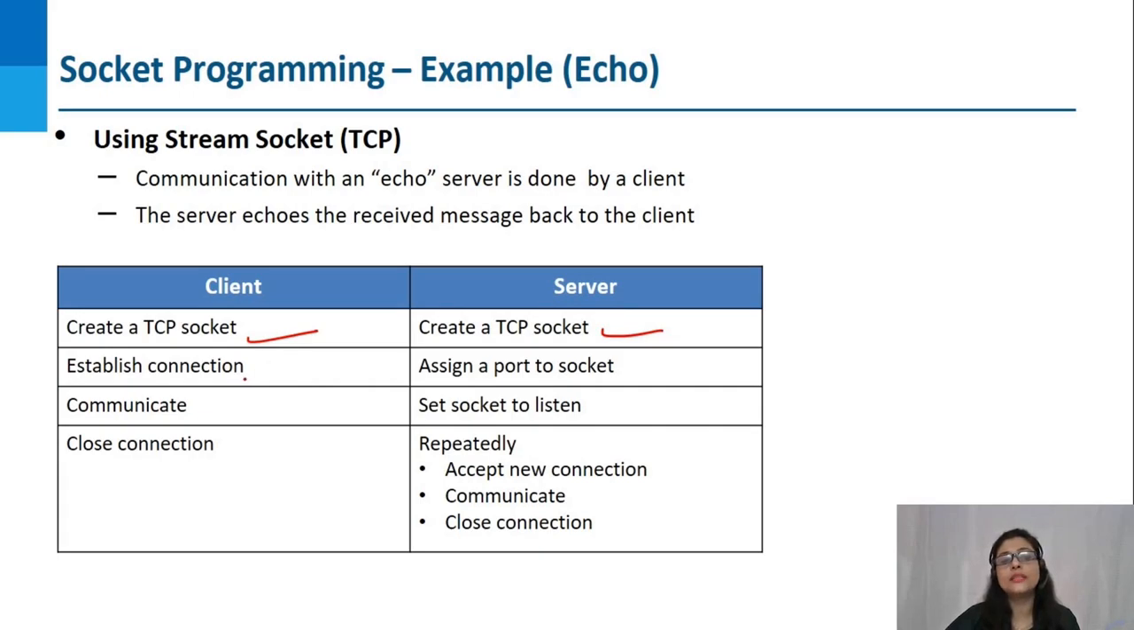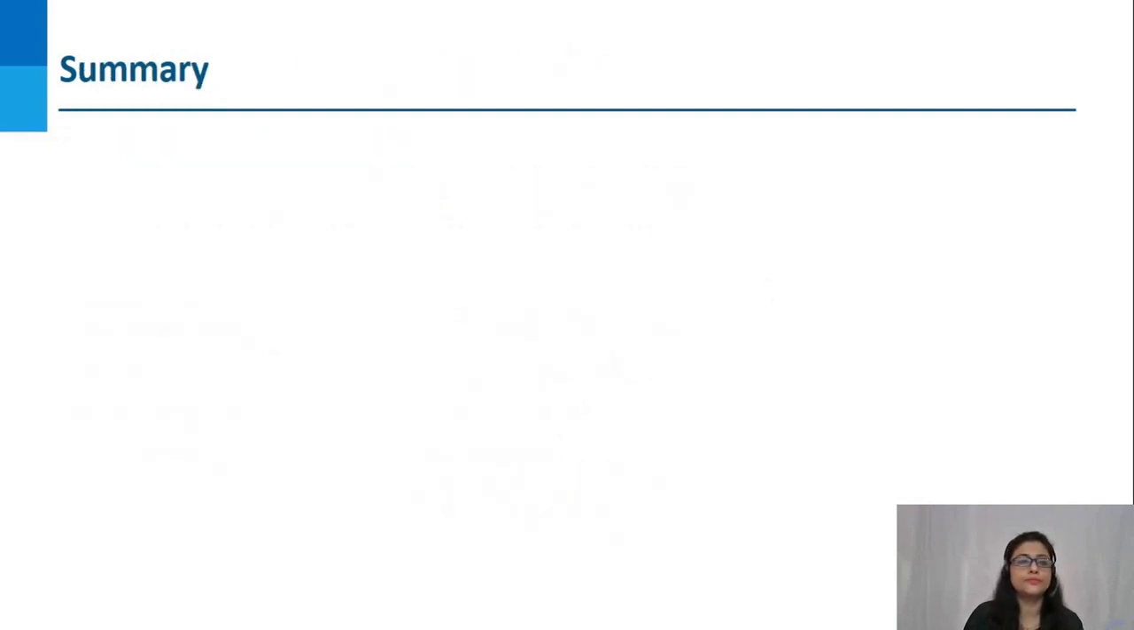The client has to then establish the connection, because this is a stream socket using TCP. So you have to set up the path. At the same time, the server will assign a port to the socket. Then the client will communicate and the server will set the socket to listen mode. Then the client can close the connection, but the server will repeatedly accept a new connection, communicate, and then close the connection. So this is an example using stream socket for the echo server.